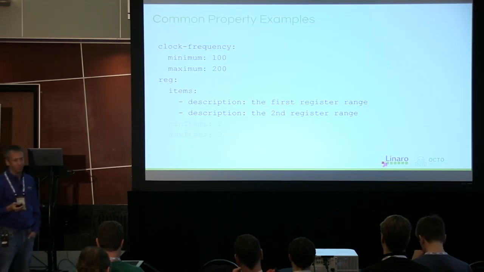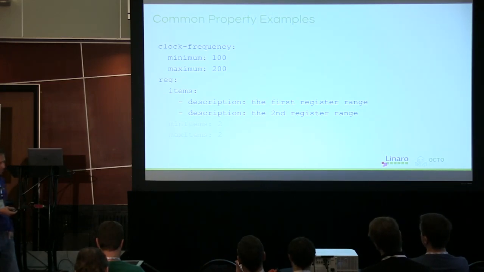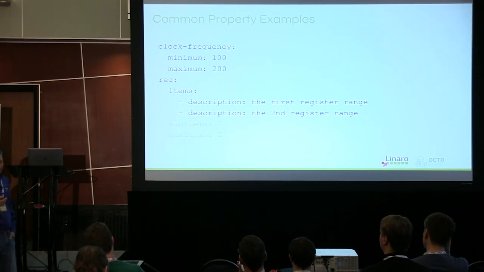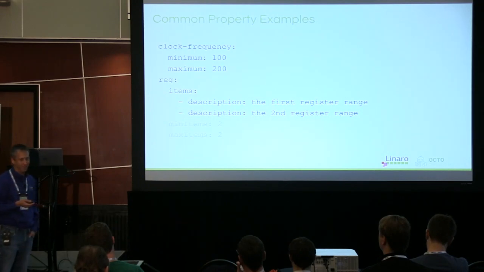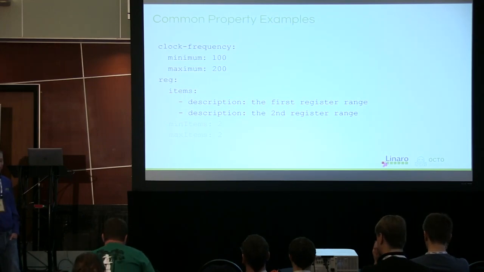So here's two examples of what some common property examples would look like. Clock frequency is kind of an older binding for clocks. And here we're just defining it's between 100 and 200 hertz. We don't need to say that it's an integer because the core schema does that for you.